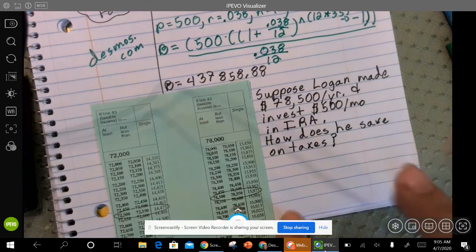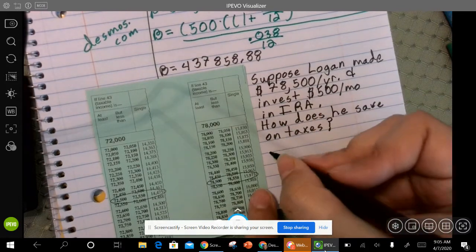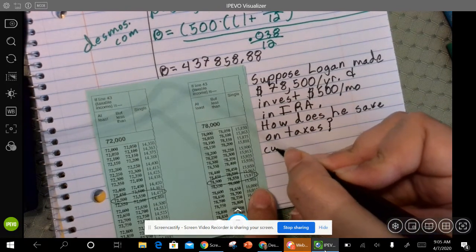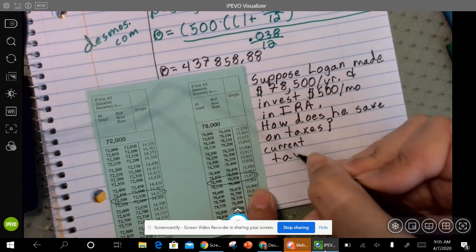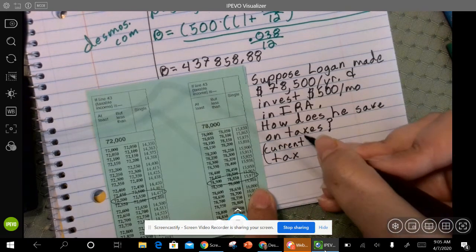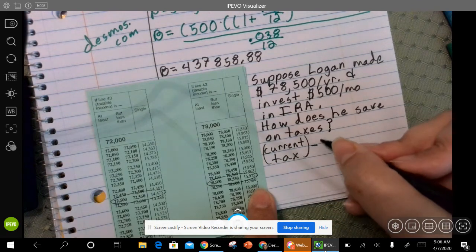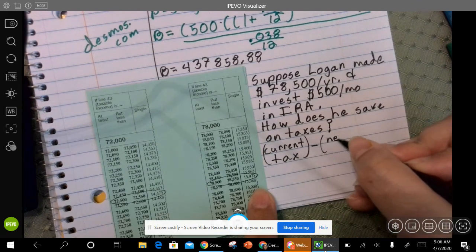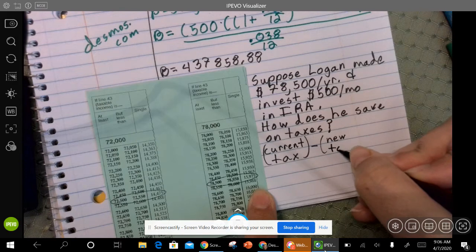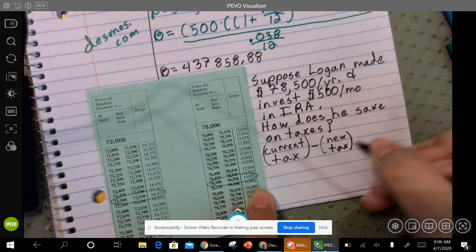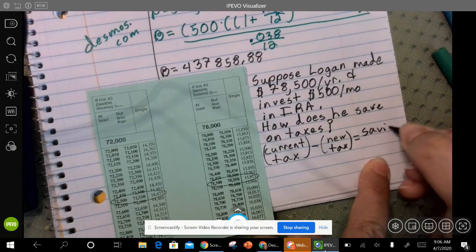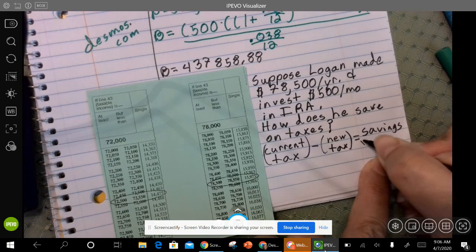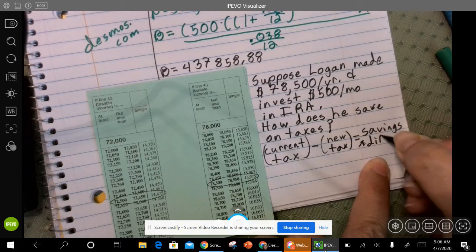Okay, so how we figure this out, everybody, it's the current tax minus the new tax is going to give you the savings, which is the difference.